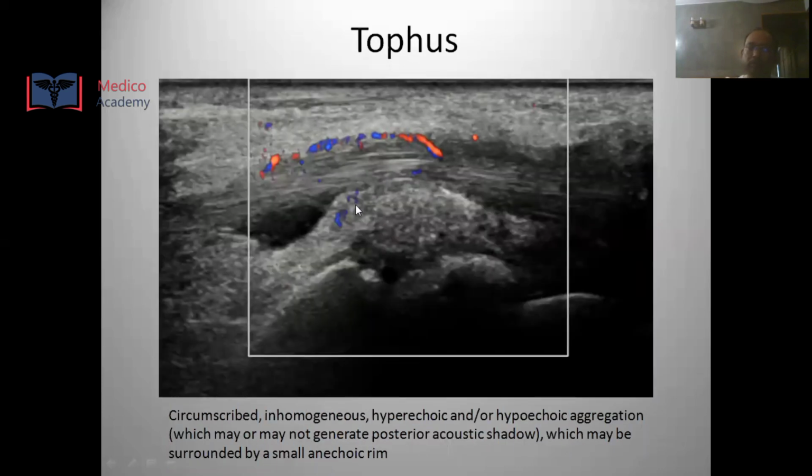Tophus is a circumscribed inhomogeneous hyperechoic or hypoechoic aggregate of the crystal, which can have posterior acoustic shadowing or may not have it, in case of a soft tophus. In this case, there is underlying erosion in the bone. The overlying tendon is swollen, thickened, and it shows powered Doppler signal. So this is a case of a tophus in gout.